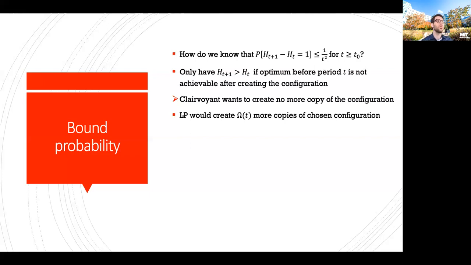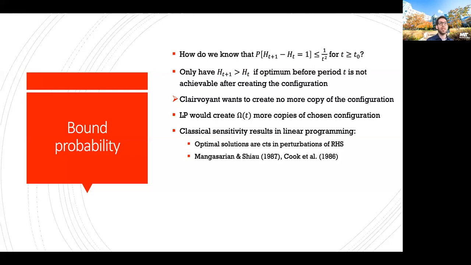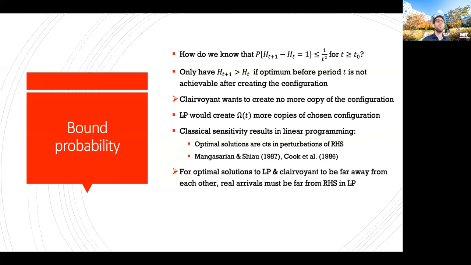What this allows us to do is to apply some classical sensitivity results in linear and integer programming. In particular, what is known is that optimal solutions to linear programming problems are continuous in perturbations of the right-hand side. So the right-hand side is the number of arrivals of each item here. Now notice that I'm saying it's the optimal solution that is continuous. It's not only the optimal objective. Now, for optimal solutions to the LP and the clairvoyant to be far away from each other, the real arrivals must then be far from the right-hand side that was used in the LP.